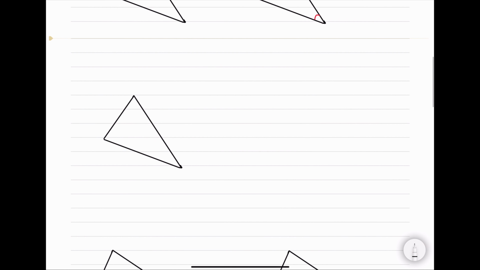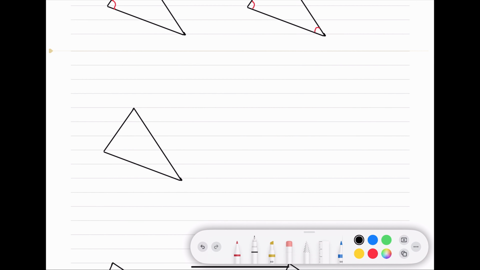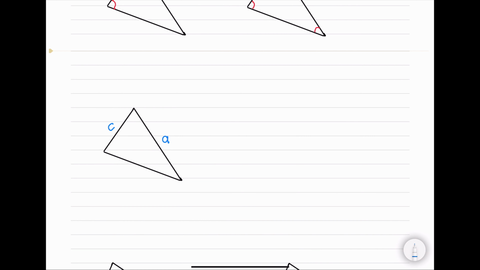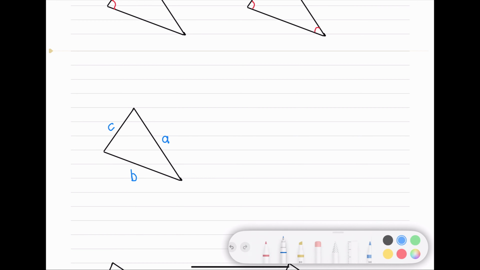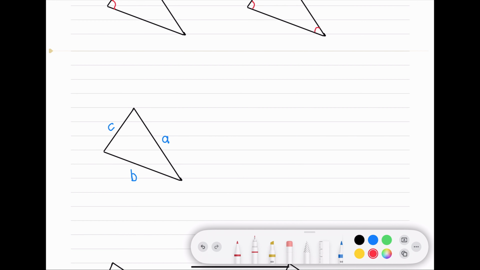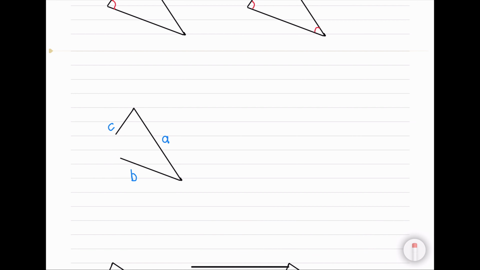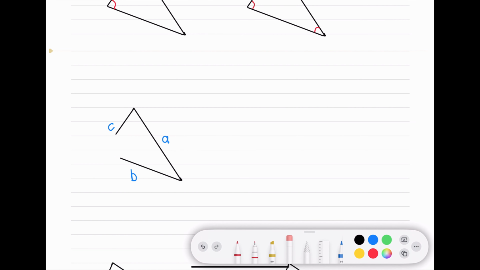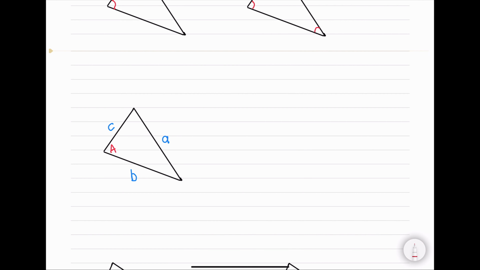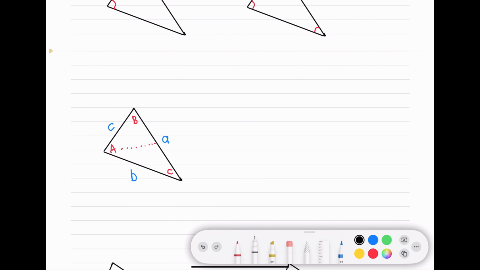And the sine rule will look as follows. So when you have a triangle, let's say this is side A, this is side C, and this is side B. And this is angle A, this is angle B, and this is angle C. So it's basically just the opposite of your side will be your angle. Now the sine rule looks as follows.